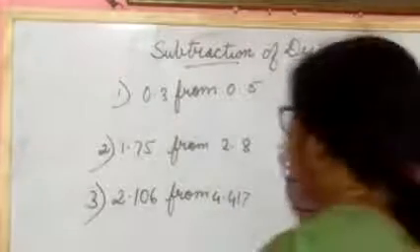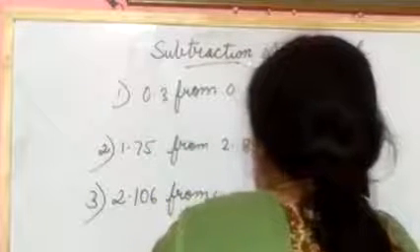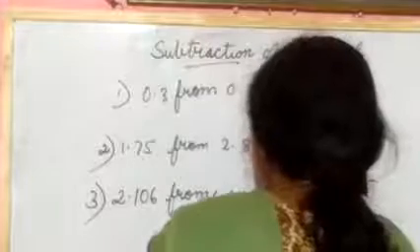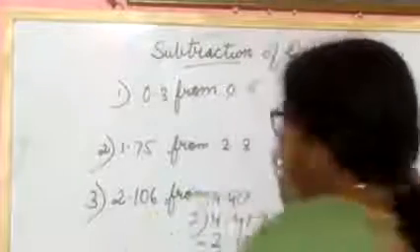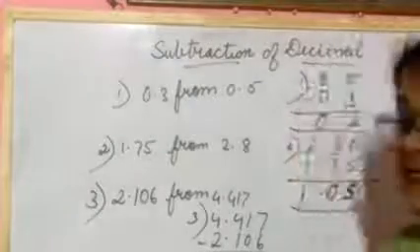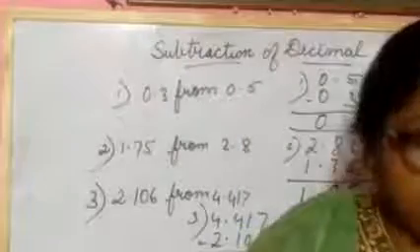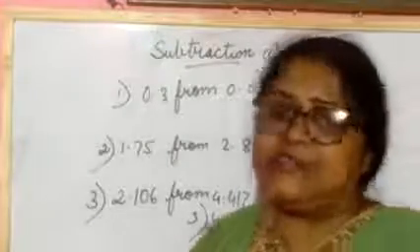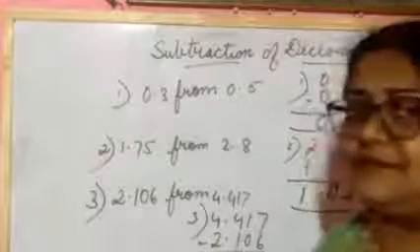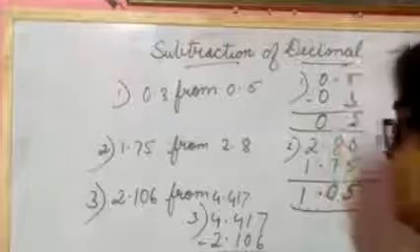So first you will write here 4.417 minus 2.106. Now you will subtract. Which place first you will do? From the right hand side you will do the subtraction. Which place you will take? The thousandths place. Okay, now 7 thousandths minus 6 thousandths, what you will get? 1.